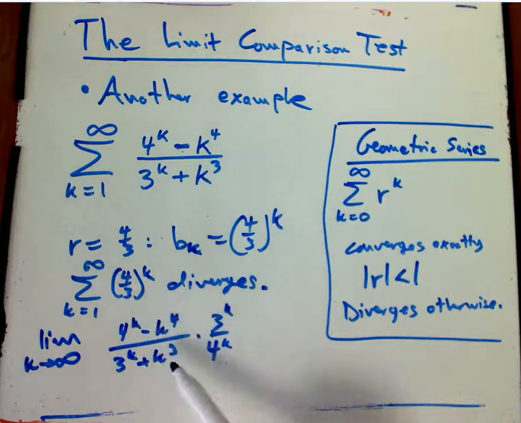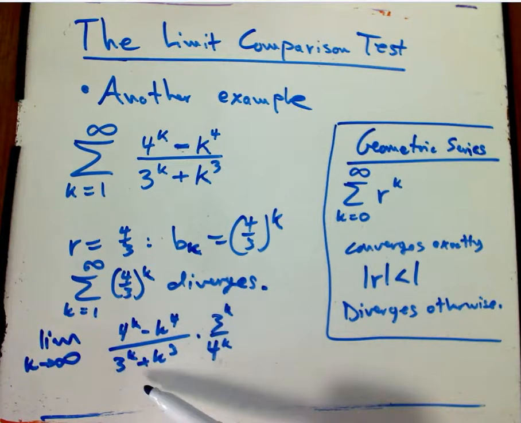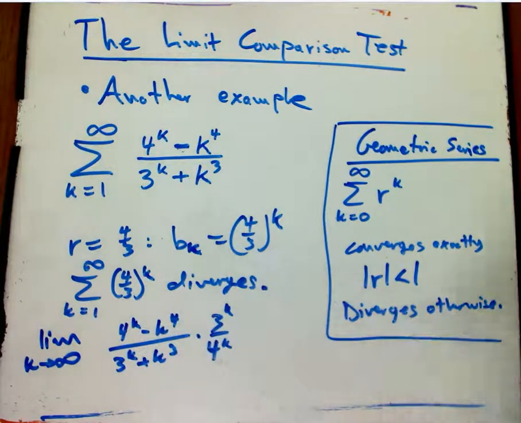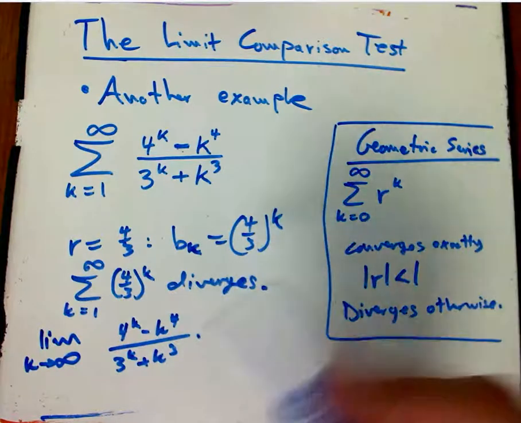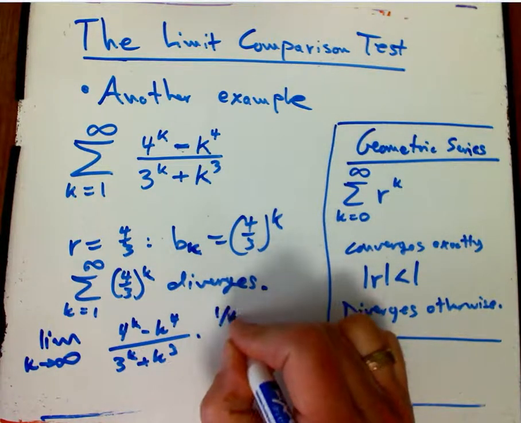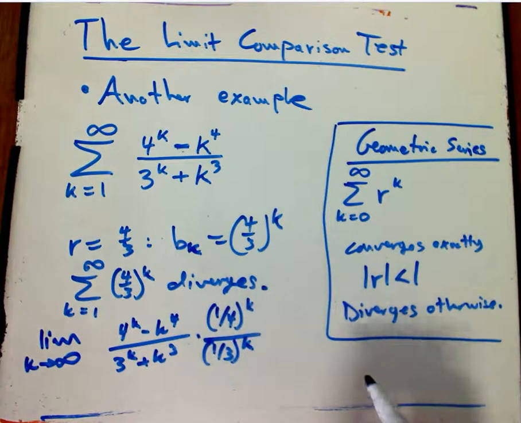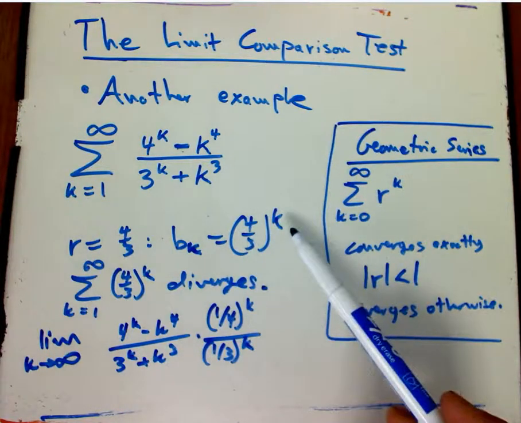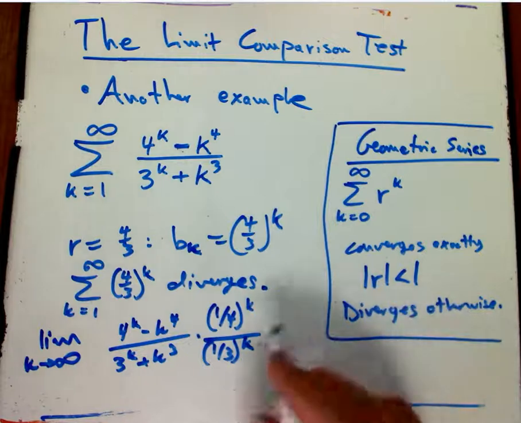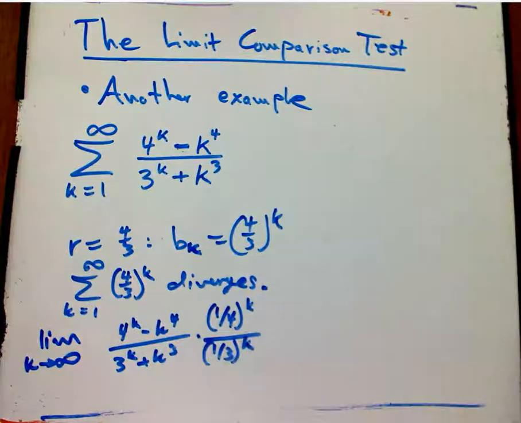When we have limits of fractions, especially limits at infinity, we want to tame the top and tame the bottom. This is an infinity over infinity limit, and we'd like to see if we can tame that. This is going to let us do that very nicely if we write it as 1/4 to the k over 1/3 to the k. So we're dividing by 4 to the k and then dividing by 1 over 3 to the k.